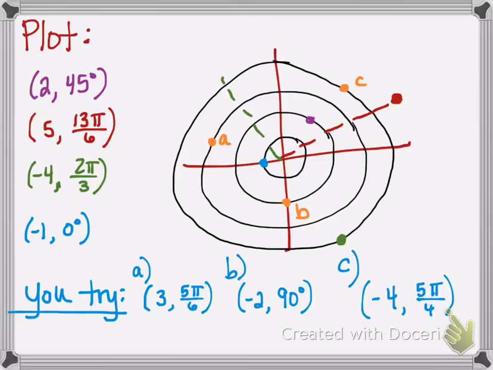Alright, so you should have A, B, and C graphed in those spots. If you don't understand why, take a second to ask somebody around you, try and figure out where you might have made a mistake, keeping close attention to the fact that B and C were negative, so they should actually go opposite of 90 degrees and opposite of 5 pi over 4. Other than that, you should be in good shape, okay?